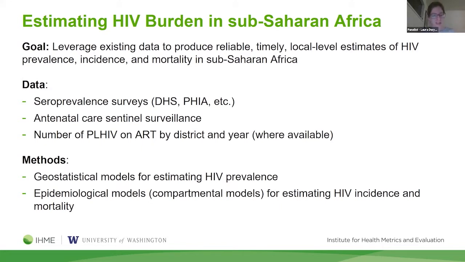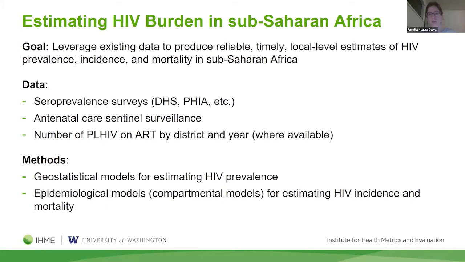And then as a second stage, we use epidemiological models known as compartmental models in order to estimate HIV incidence and mortality based on our modeled trends in HIV prevalence. The idea here is that at a local level, data on HIV incidence and HIV mortality are very hard to come by in most locations and most time periods.